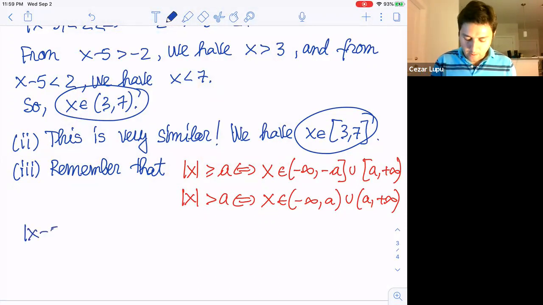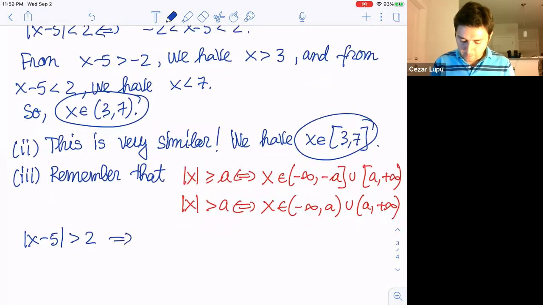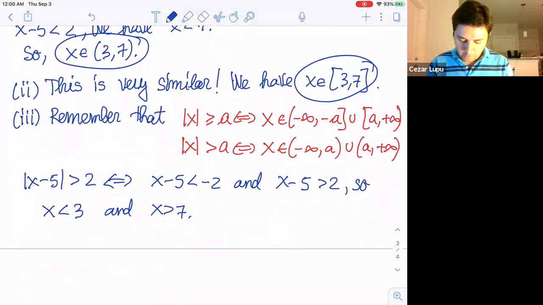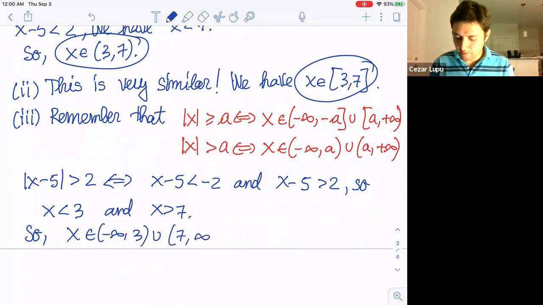Well, if you look at the absolute value of x minus 5 is greater or equal than 2, this will be equivalent with what? With x minus 5 is less than negative 2, or x minus 5 is greater than 2, right? So this implies that x is less than 3, or x is greater than 7. And the interval, so x belongs to negative infinity 3 united with 7 positive infinity, both open intervals, right? All right, great. This is how we solve these equations.